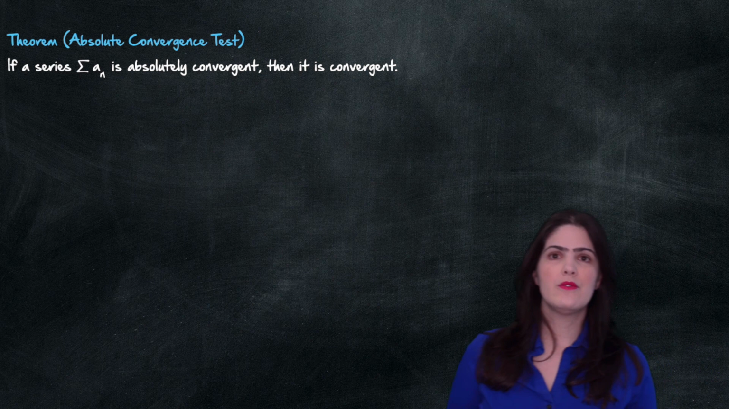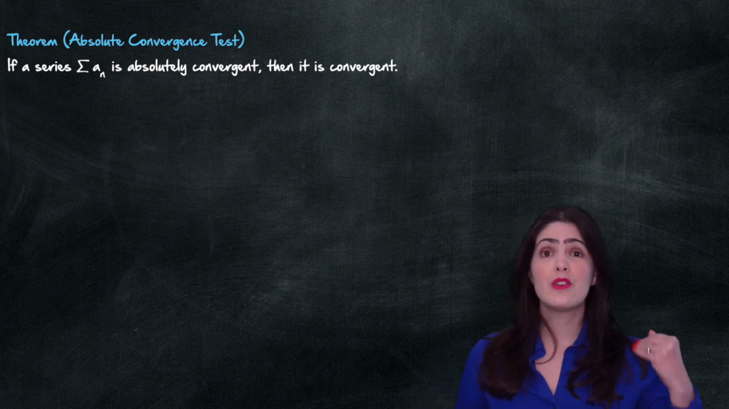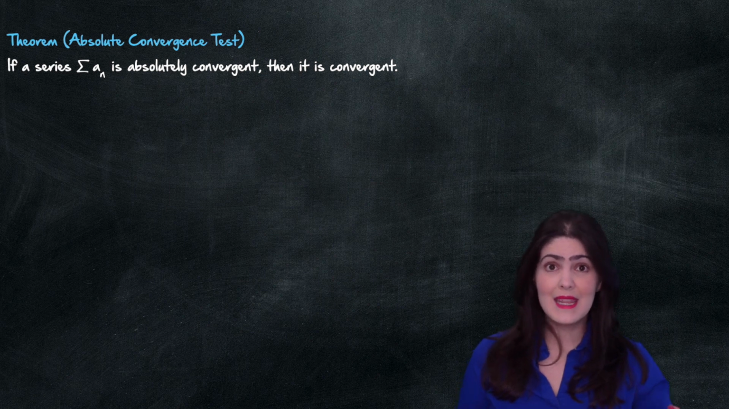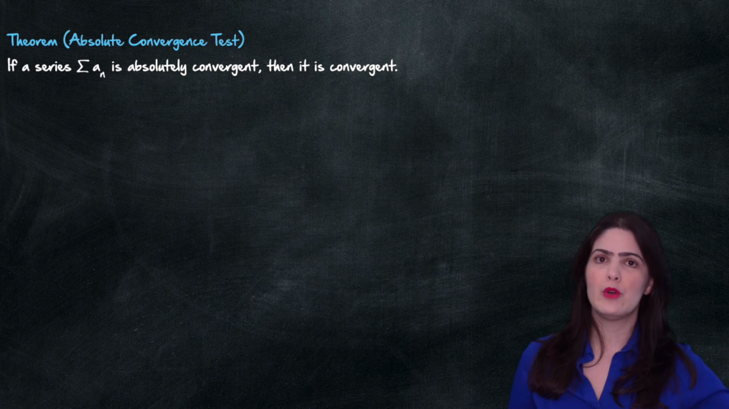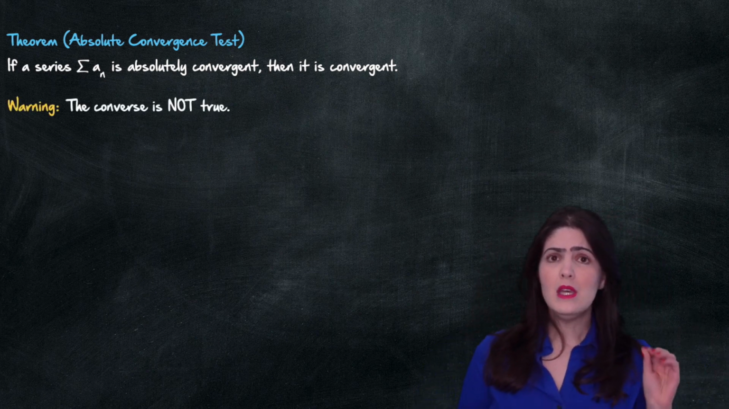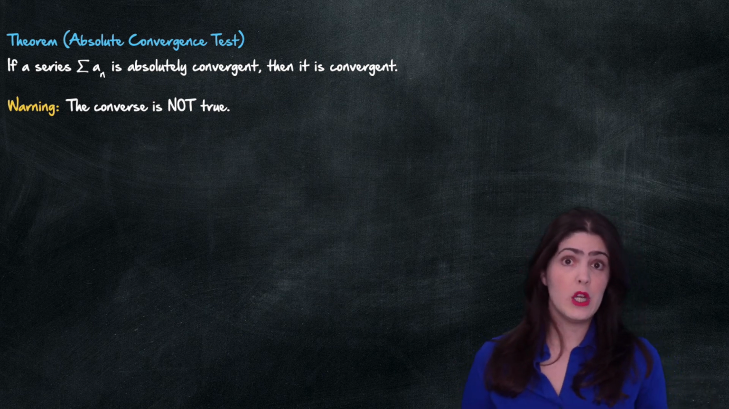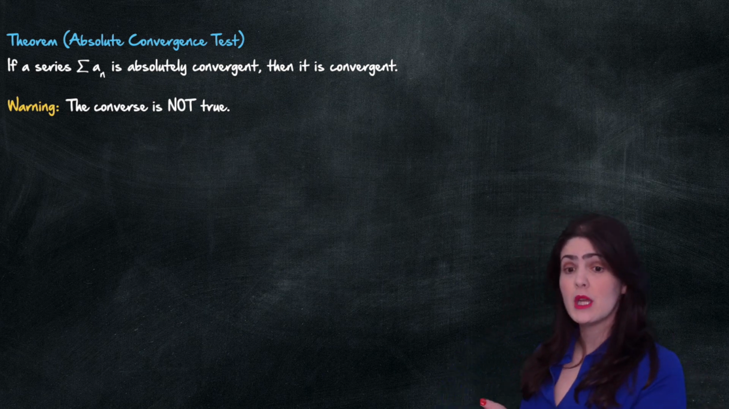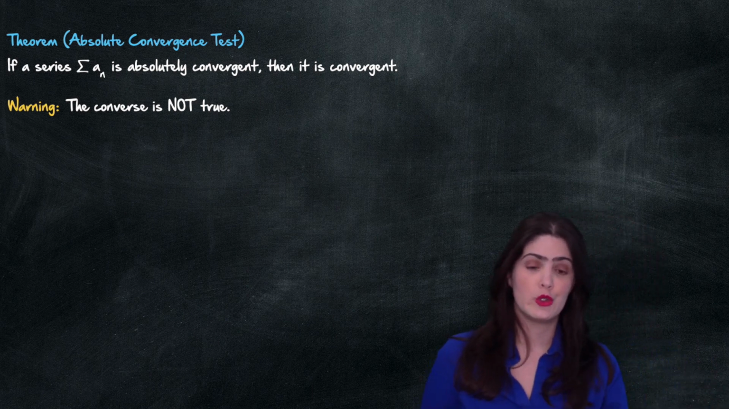So what we want to do very often is, given a series, look at the series of the absolute values, study that with the tools that we have, and if we find that that one is convergent, then my original series is convergent. Warning: the converse is not true. We know that there are series that are convergent but not absolutely convergent.